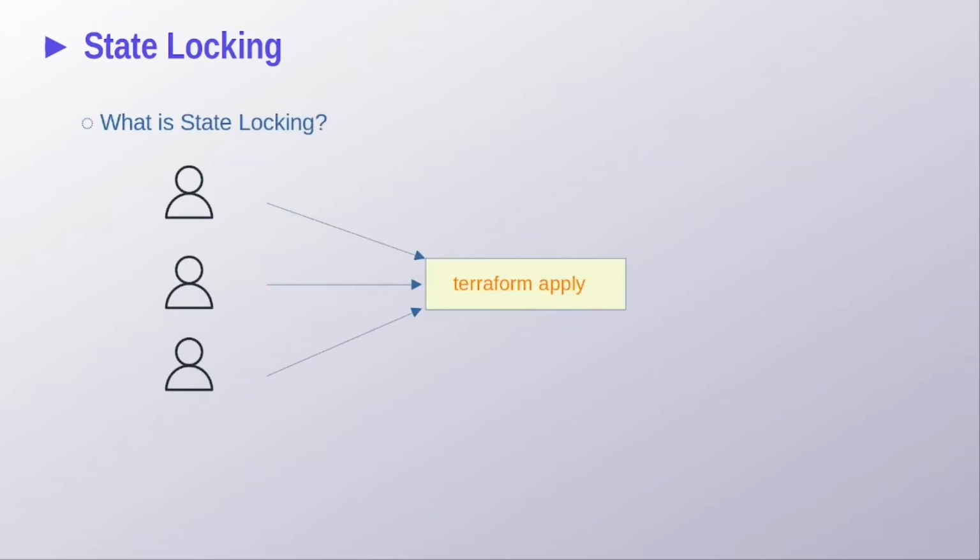State locking. Now let's focus on state locking. What is state locking? State locking is a mechanism that ensures only one person can modify state at a time. Why is locking critical? Imagine that two engineers run terraform apply at the same time on the same infrastructure without locking. This can cause corrupted state, incorrect resources, and production outages. Locking protects Terraform's memory.